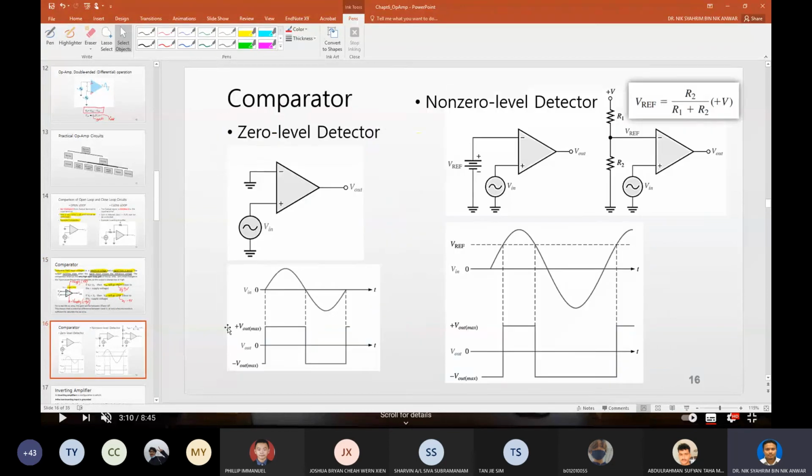So let's take a look at the comparator. You see here, in this case, the reference value is grounded, so the Vref is equivalent to 0. That's why this specific circuit is referred to as a zero level detector, because now you want to compare at which point your signal intercepts with 0. This can be from your sensor maybe. So this is the V in.